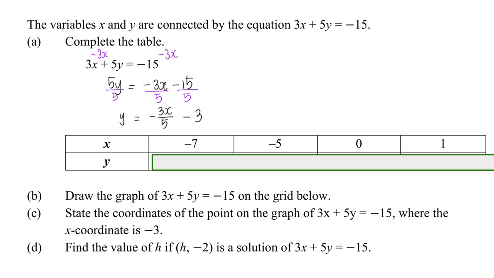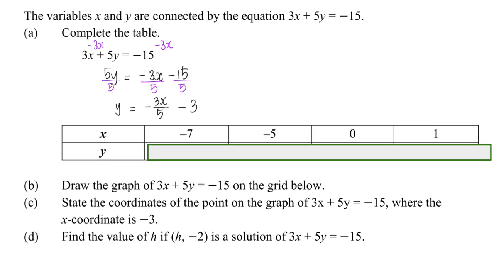And from here, I can then substitute the value of x into here and use my calculator to give me the answer. So for the first part, I'm going to key into my calculator negative 3 times negative 7 over 5 minus 3. You should get 1.2. I'm going to repeat this for subsequent values of negative 5, 0 and 1, and that will enable us to yield the following results.